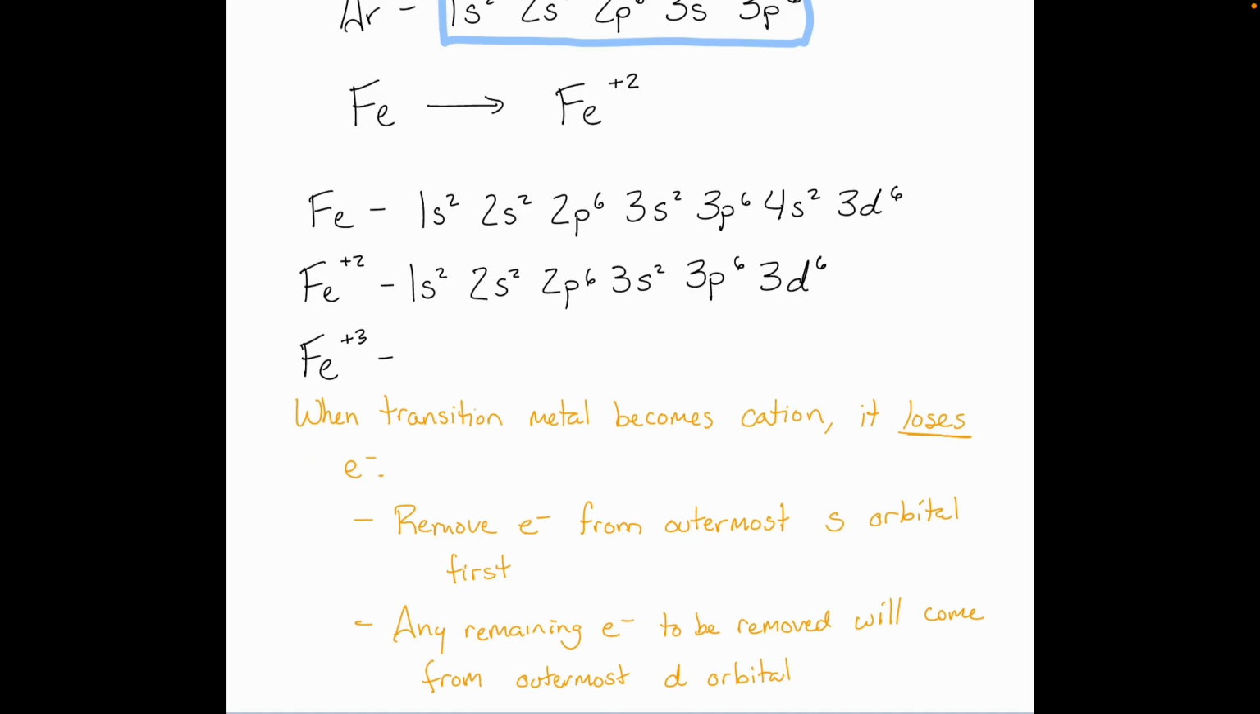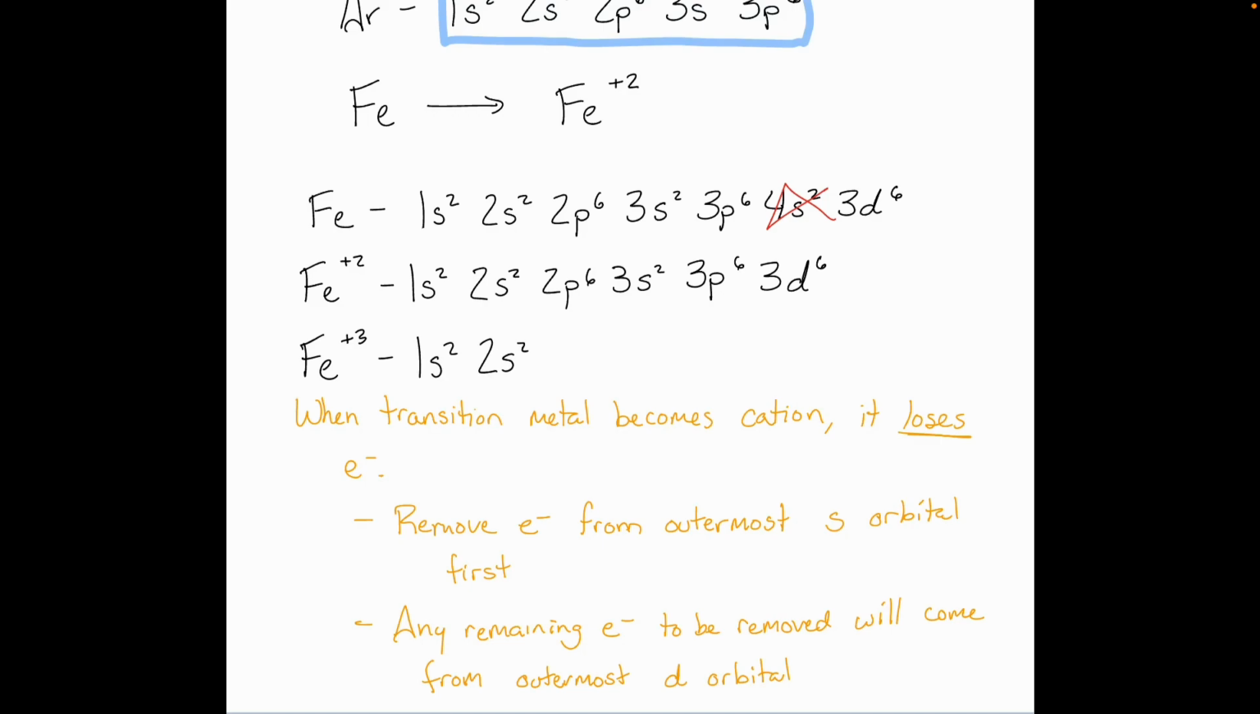All right, so I'm going to take electrons away to form iron 3. How many do I need to take away? 3. So the first 2 are going to come from where? The 4s. And then I still got 1 more I have to take away, right? That only gets rid of 2. Where's that last one going to come from? The 3d.